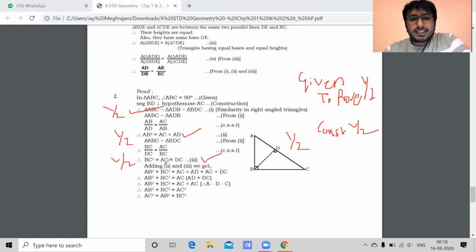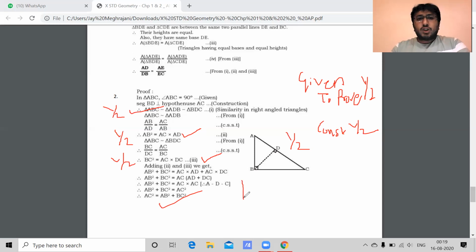Okay. And in last, you're going to add equation number 2 and 3. You'll get AB square plus BC square is equal to AC into AD plus AC into DC. You're going to take AC common and you're going to simplify. If you have done entire steps correct, you get another 1 marks. So total theorem correctly, if you have done, you'll be getting 4 marks.